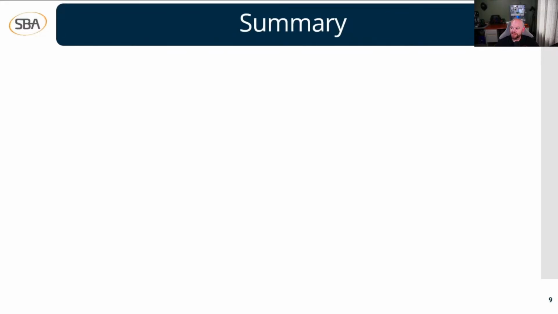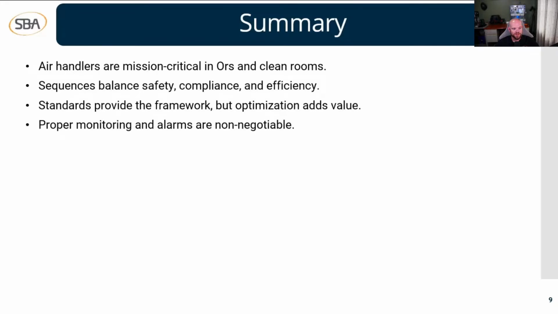So in summary for today's podcast, we learned that air handlers are mission critical in operating rooms and clean rooms, and that their sequences are balanced for safety, compliance, and efficiency. We learned that standards provide the framework, but optimization on our end is what adds the value. And then last point here is that proper monitoring and alarms are non-negotiable. If we use these things, it can help us get things fixed a lot faster, and we can monitor things a little bit easier too.